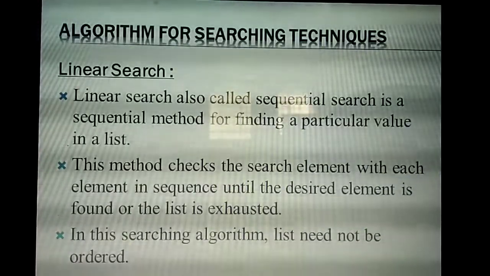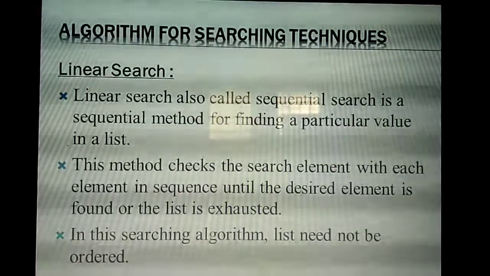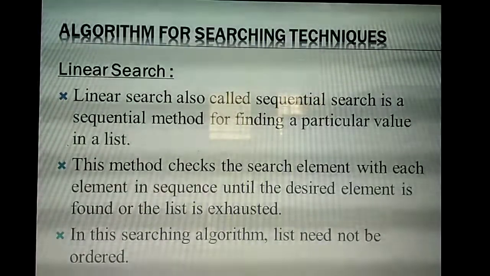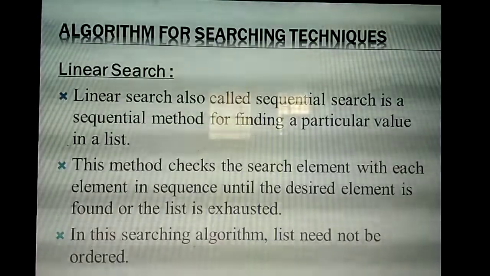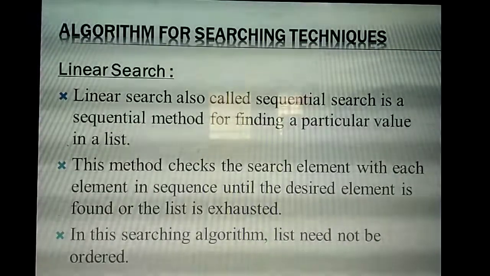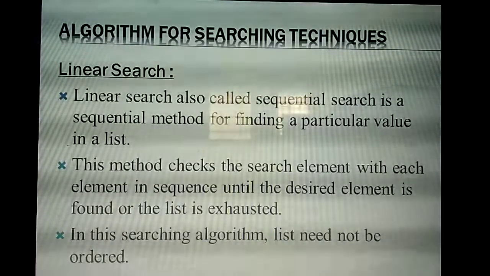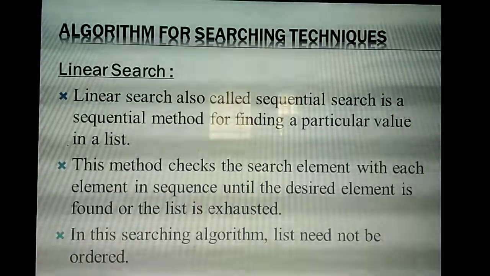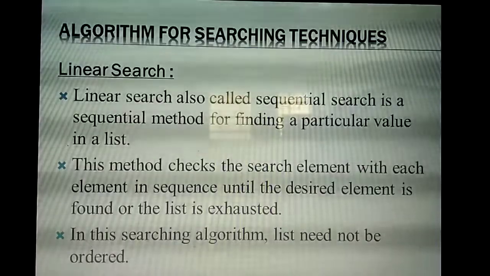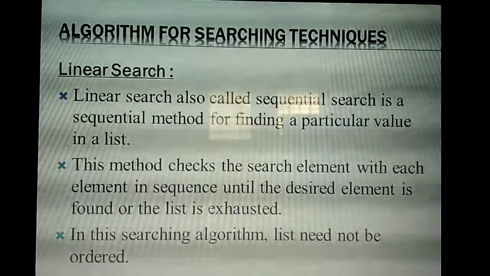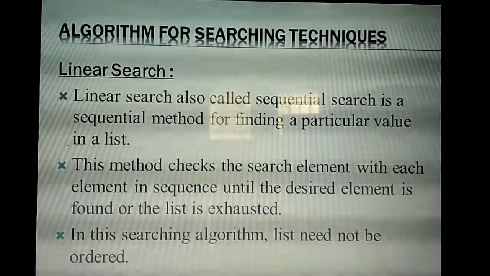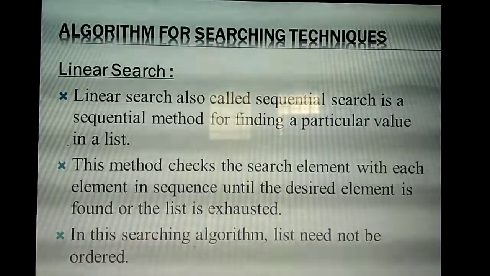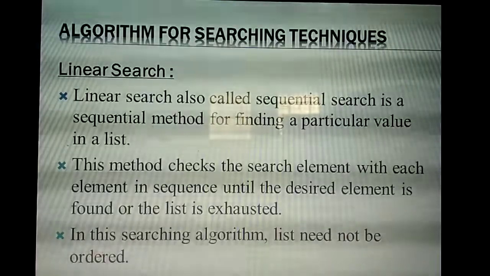This method checks the search element with the list elements. I have given one example, and by seeing this example you can understand. The first step is that you are searching the element from first to last. If the search element is found in the second or third place, your search will be complete at that place itself. If the search is not complete till the last, the list will be exhausted.